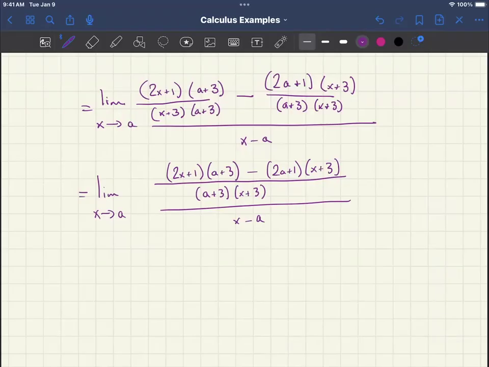So let's actually start to reduce things. To do that, we're actually going to make this a little bit bigger first. We are going to distribute everything. So in our first bit, we get 2xa plus 6x. And then we distribute that 1 across, and we get plus a plus 3. I'm going to keep a parentheses around that.